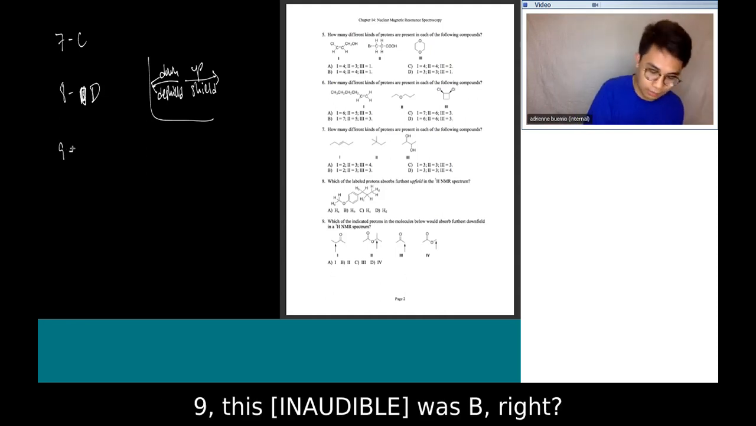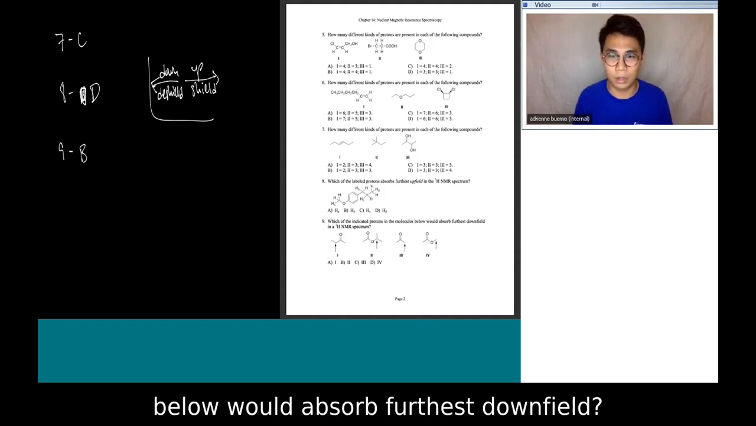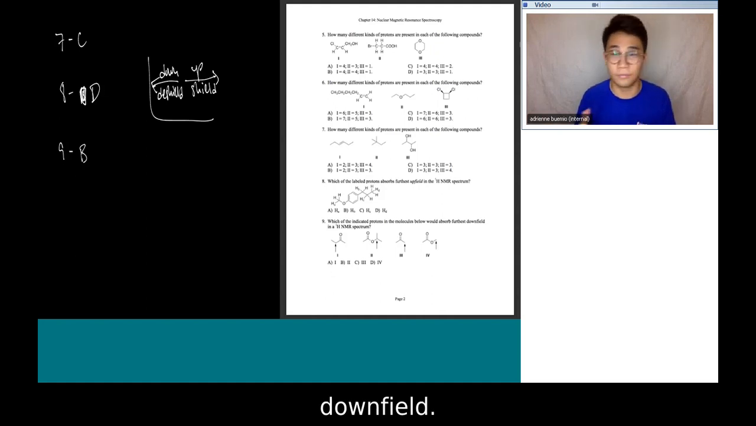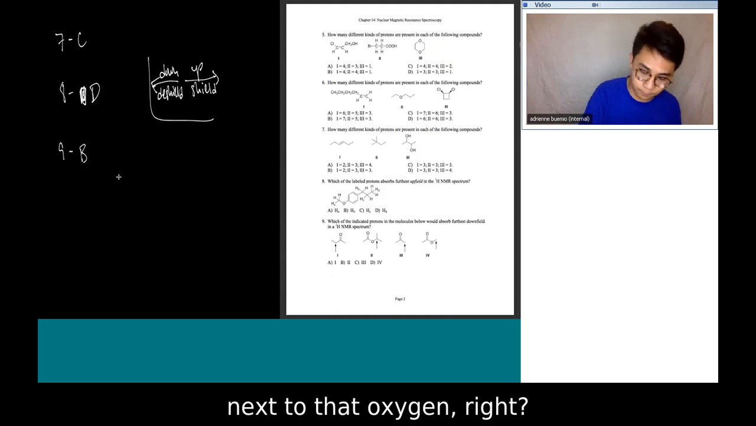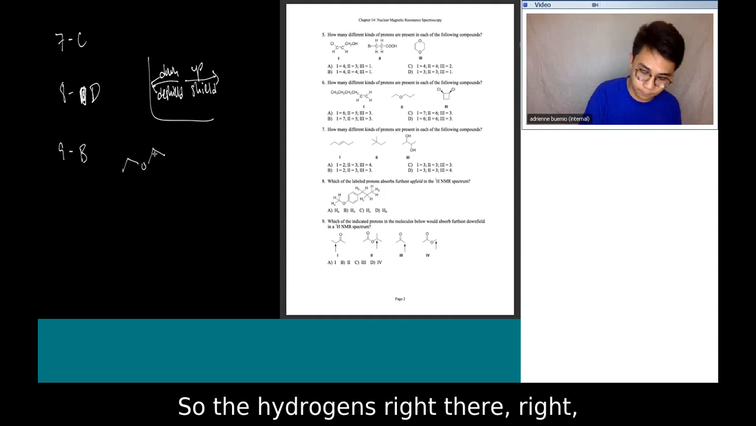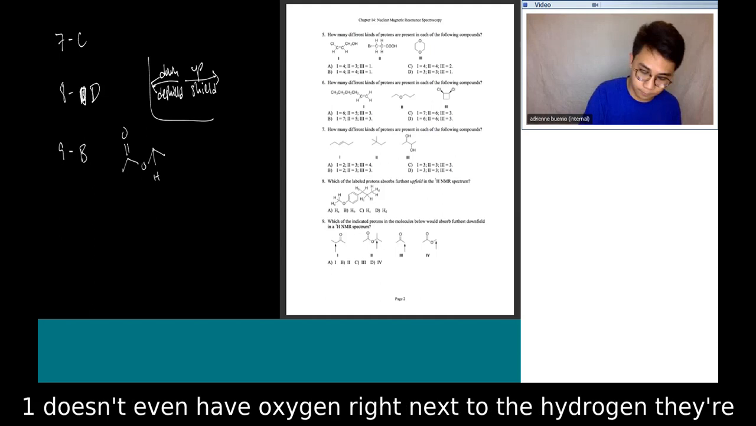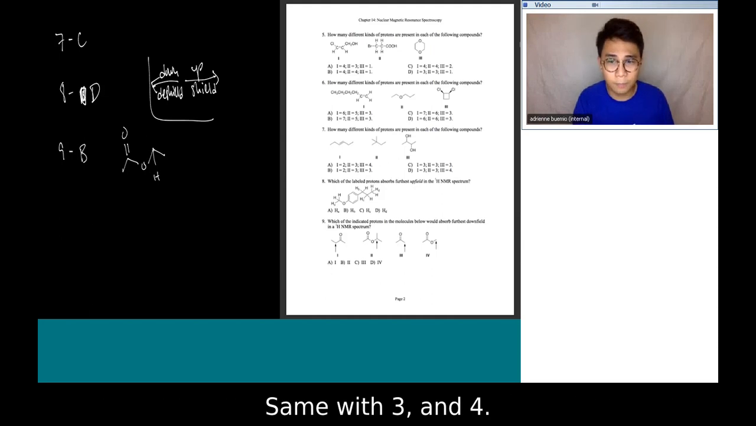This is what was right. So which of the indicated protons in the molecules below would absorb furthest downfield? So another type of question dealing with upfield, downfield. So B, furthest downfield, because it's right next to that oxygen, right? So that hydrogen's right there, very close compared to the other ones. One doesn't even have oxygen right next to the hydrogen they're pointing at. Same with 3 and 4.